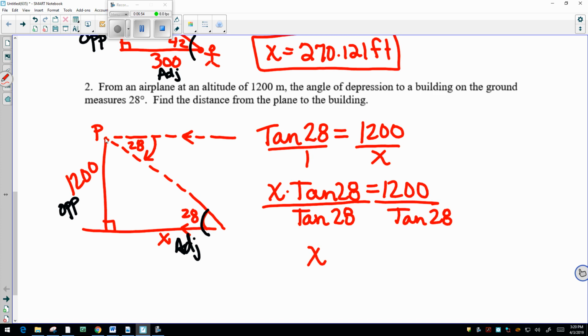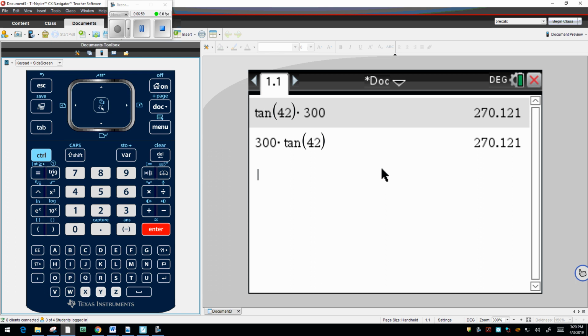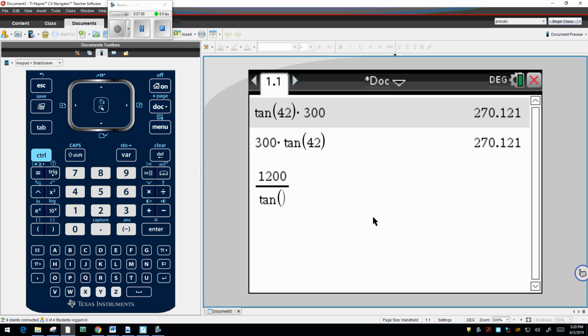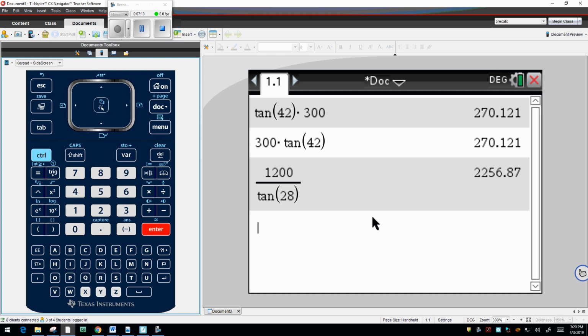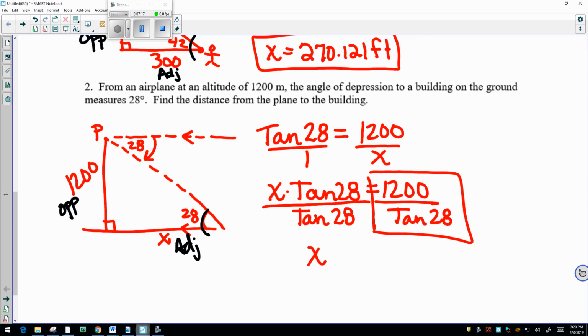So in order to get x, I have to type this into the calculator, so we need a fraction. Okay, so first thing I'm going to do is control divide, get our fraction template. We're going to type in 1200 divided by, we're going to get our tangent, regular tangent, and our angle this time was 28. And I press enter, and it gives us 2,256.87. So I can say our x that we're looking for is 2,256.87. Oops, you're in meters on this one.